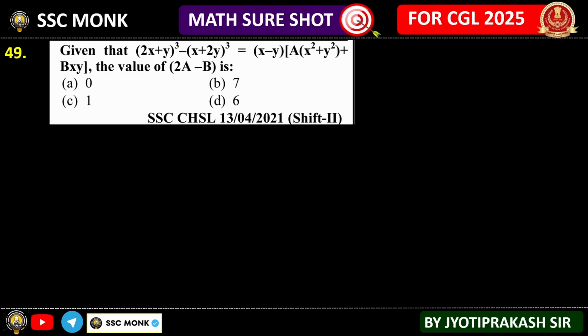Next, (2x minus y) whole cube plus (x plus 2y) cube is equal to (x minus y) into (ax square plus bxy plus ay square). Then what is the value of a? See, let's say this is 2x plus y whole cube minus x plus 2y whole cube. So let's say this is my a, this is my b. a cube minus b cube is equal to what? (a minus b) into (a square plus ab plus b square).